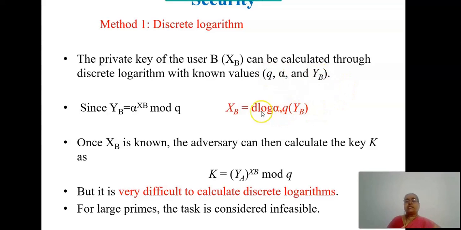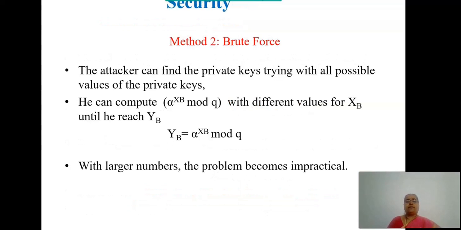Even though he knows all these three values, it is very difficult to find the value of xb because the discrete logarithm is very difficult. To calculate the value using the discrete logarithm is very difficult. So for large prime numbers, if the number q is a large prime, then it is impossible to calculate the value of k.